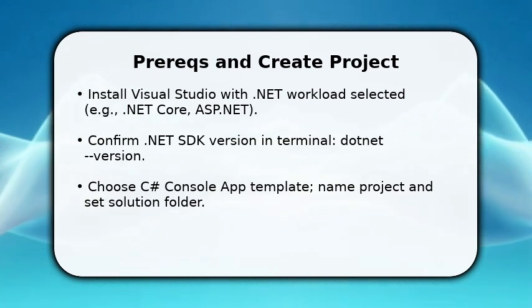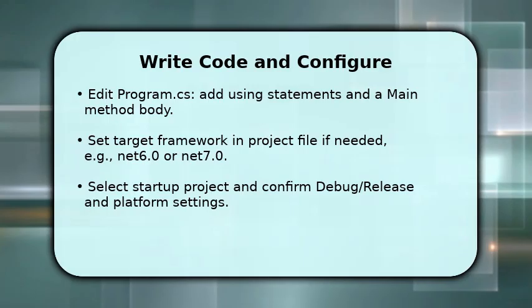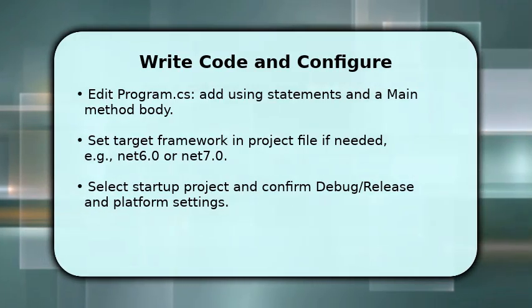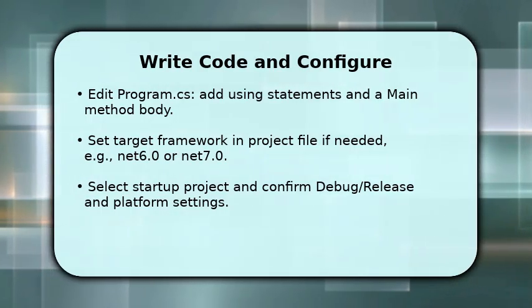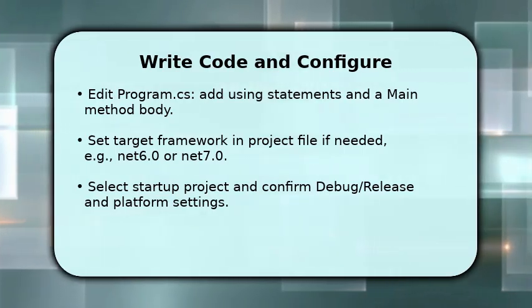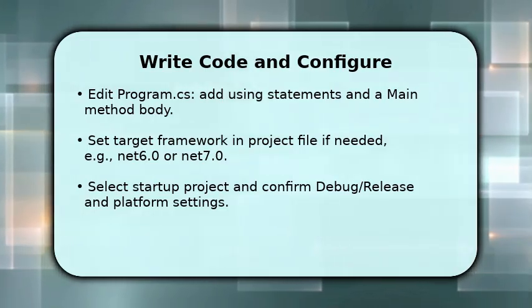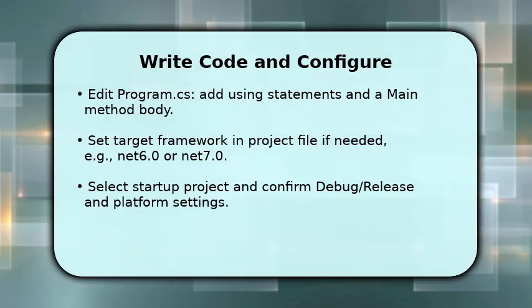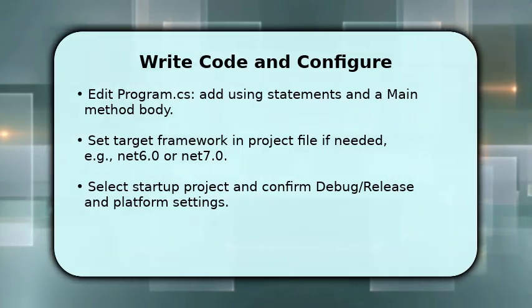Next, you add the actual code. Open Program.cs and implement a main method or top-level statements, include any using directives you need. Then inspect the project file to confirm the target framework matches your SDK. Change to net6.0 or net7.0 if required so dependencies compile correctly. Also, set the project as the startup project and pick debug or release and the correct platform. These steps ensure the build system knows what to compile.